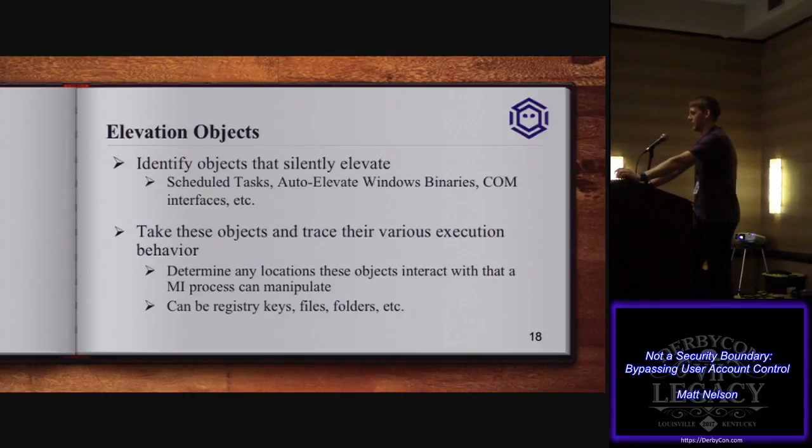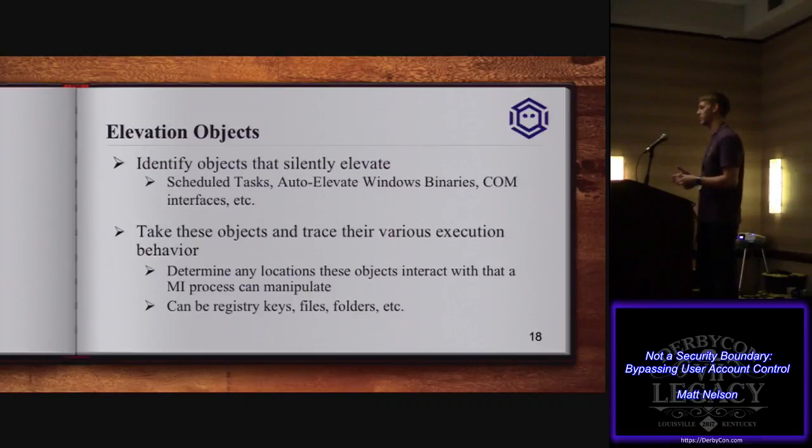So elevation objects have been around for as long as, probably way before I was even born. Finding bypasses typically involves finding some sort of object that elevates silently and then abusing that object to get your own code to run. So in Windows, there are a bunch of processes that are set to auto-elevate silently.